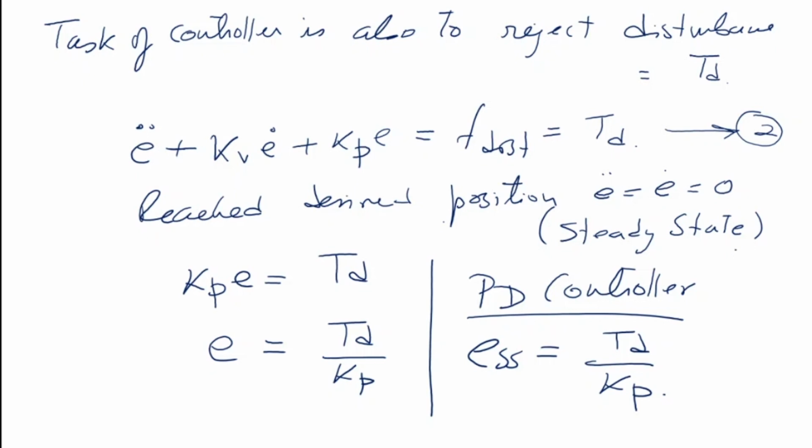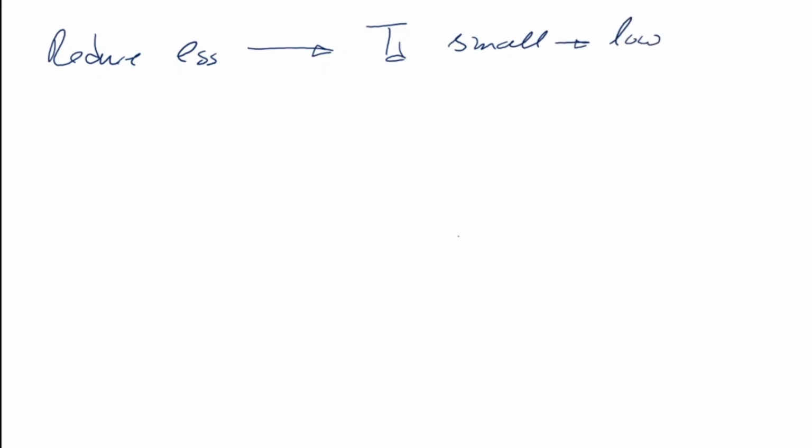And this steady state error is directly proportional to the dynamic torque, which is TD, and inversely proportional to KP, as seen from here. So if you want to reduce the steady state error, TD must be small. What this means is that it should operate at low speeds. If the manipulator is operating very slowly, then your dynamic disturbance also becomes small.